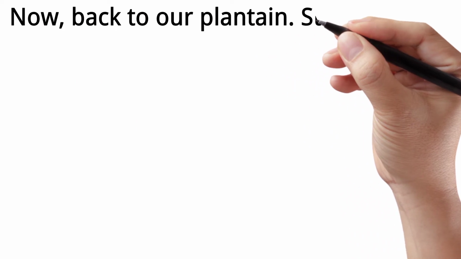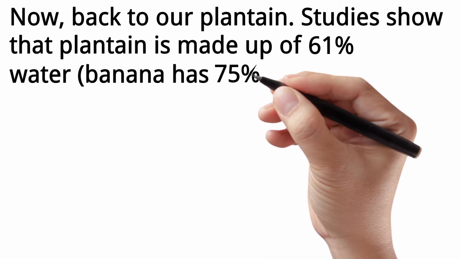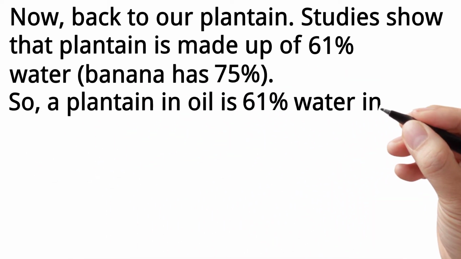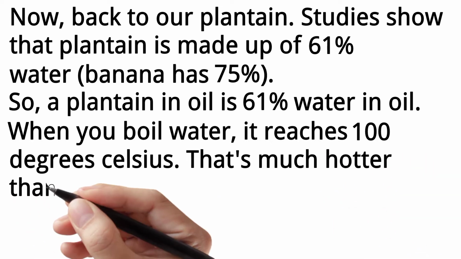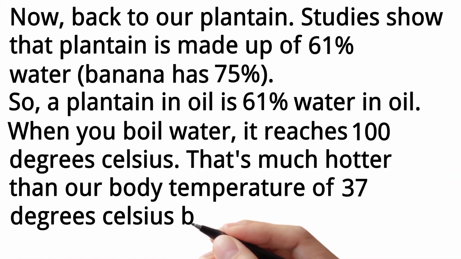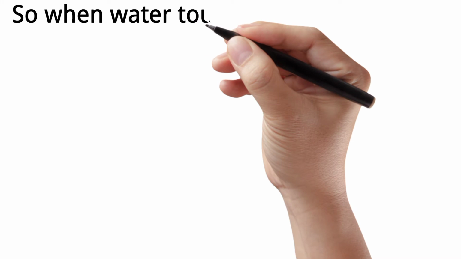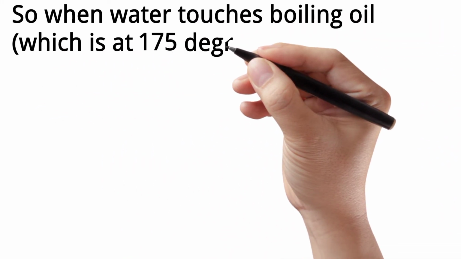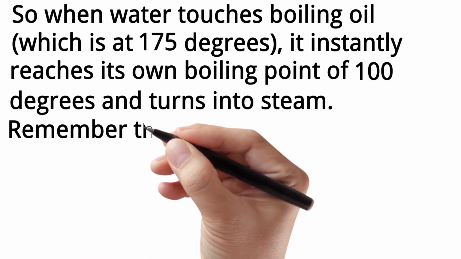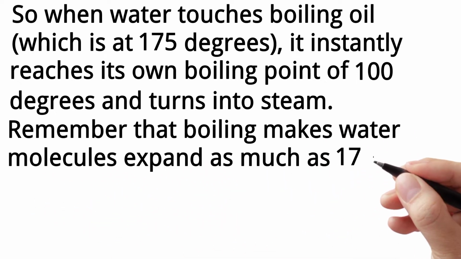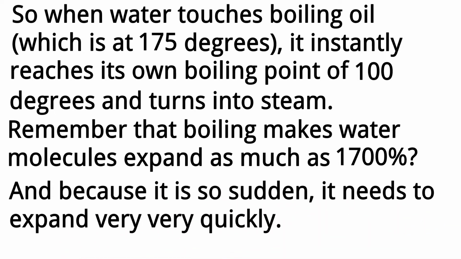Now, back to our plantain. Studies show that plantain is made up of 61% water. Banana has 75%. So a plantain in oil is 61% water in oil. When you boil water, it reaches 100 degrees Celsius. That's much hotter than our body temperature of 37 degrees Celsius but lower than boiling oil, which is 175 degrees Celsius. So when water touches boiling oil, which is at 175 degrees, it instantly reaches its own boiling point of 100 degrees and turns into steam. Remember that boiling makes water molecules expand as much as 1700%. And because it is so sudden, it needs to expand very, very quickly.